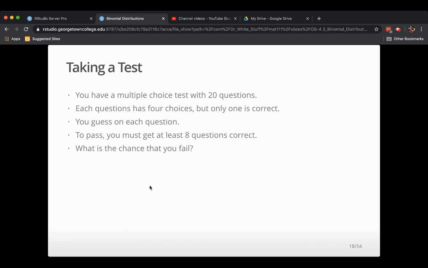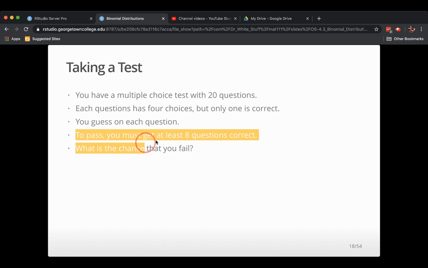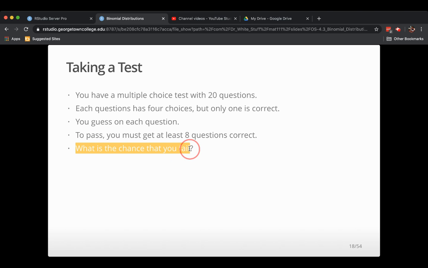Well then, you're going to have a 1 in 4 chance of success, 3 in 4 chance of failure on each question. And let's say that to pass, you have to get at least 8 questions correct, 8 or more correct out of 20. What's the chance that you fail, that you don't pass?